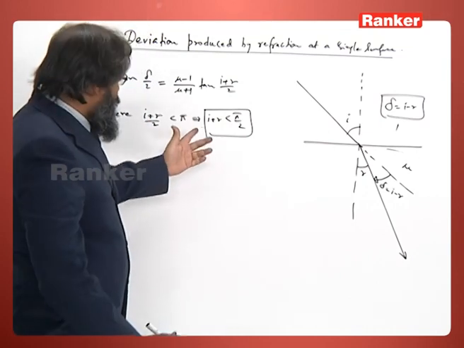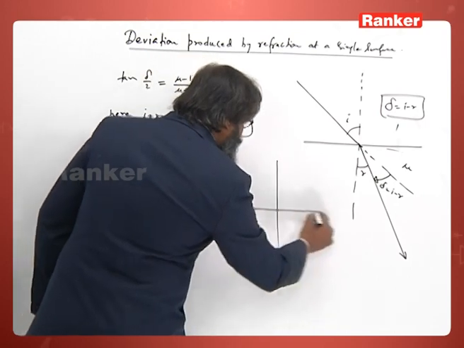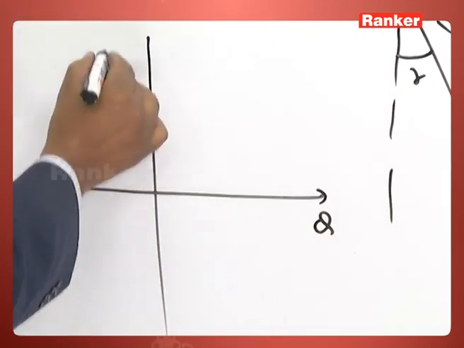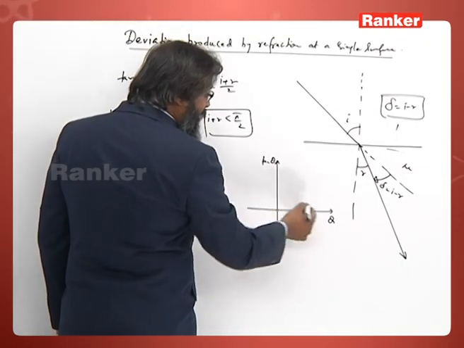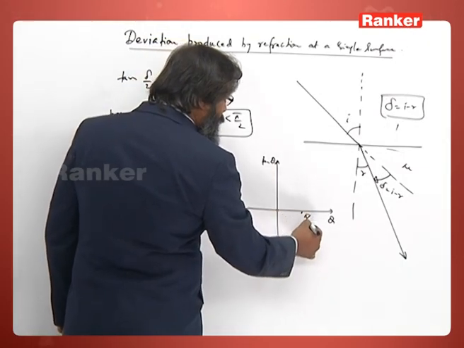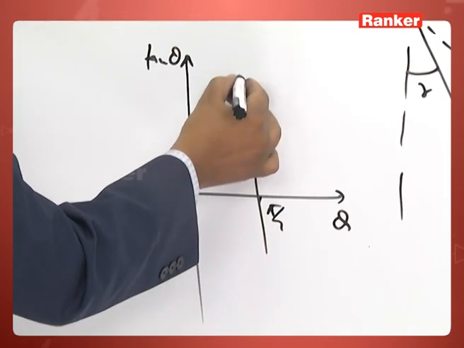Now, if I plus r is pi by 2, you see I am drawing the graph of angle theta and tan theta. How tan theta varies with theta? Suppose this is pi by 2. So, the function goes like this.